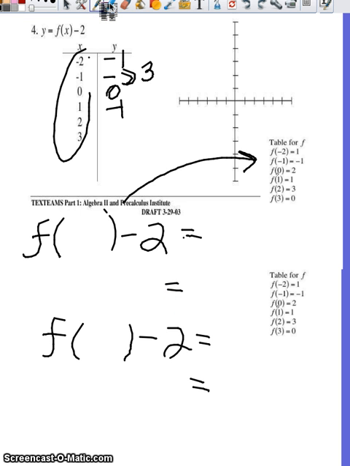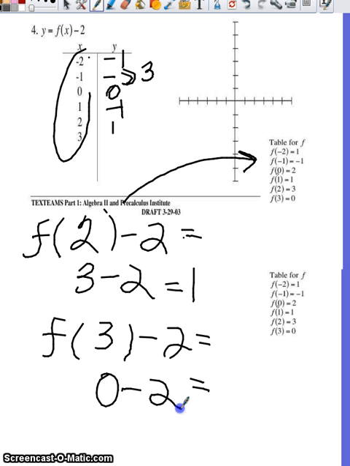You should have f of 2 minus 2. So f of 2 was 3. 3 minus 2 gives me 1. And then here I have f of 3. F of 3 is 0. 0 minus 2 is a negative 2. And that's going to give me this last coordinate. Again, go ahead and plot those points on the graph, and you may connect them. And you can see that in this particular graph, what happened.